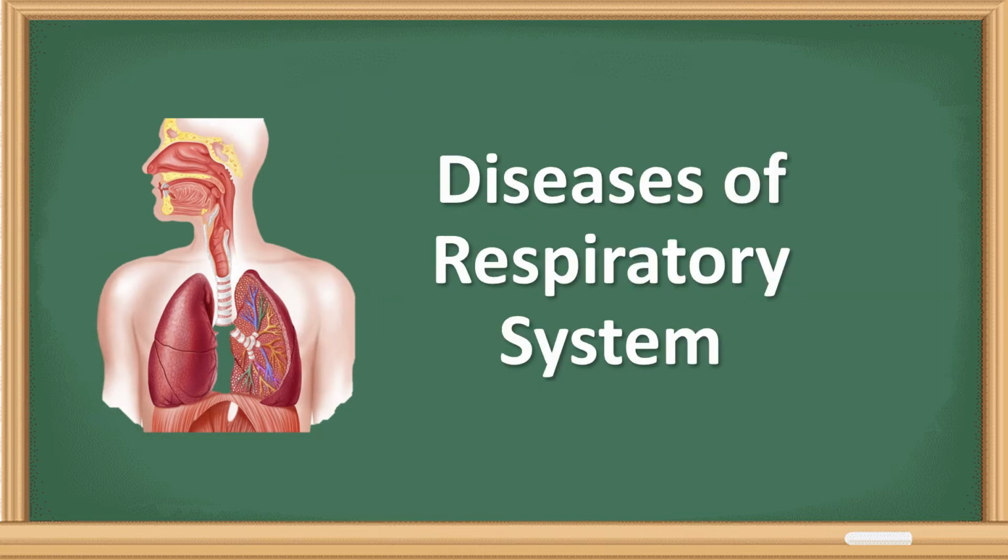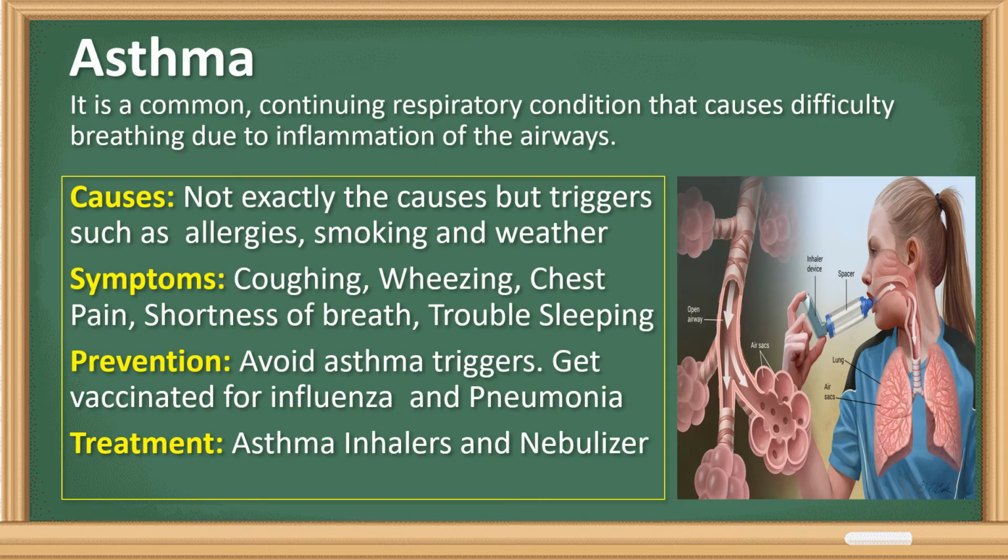The first part we're going to discuss is the diseases of respiratory system. Do you know any diseases that could affect our respiratory system? I hope you already have an idea. The first disease that is affecting our respiratory system is asthma. Asthma is a common continuing respiratory condition that causes difficulty in breathing due to inflammation of the airways.